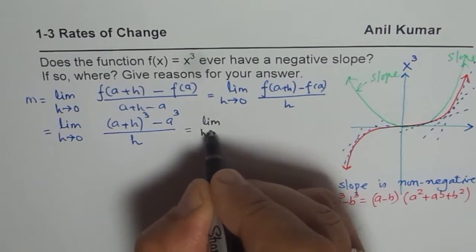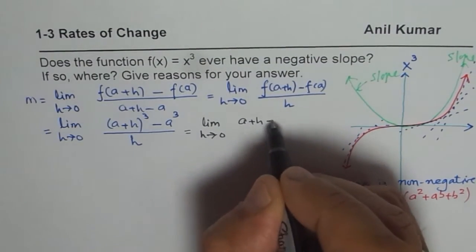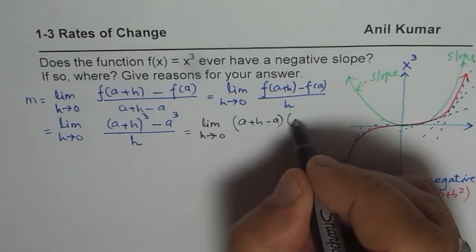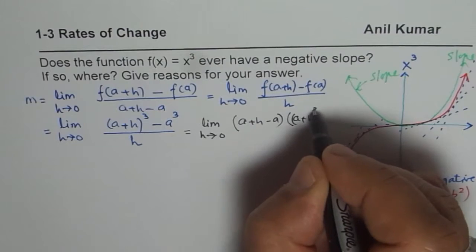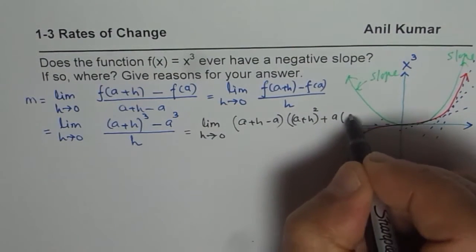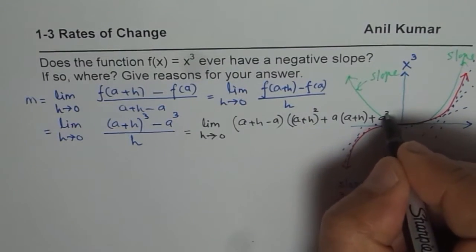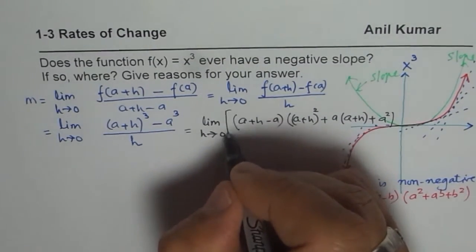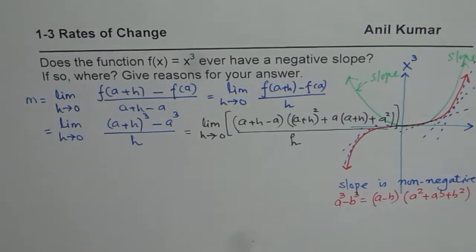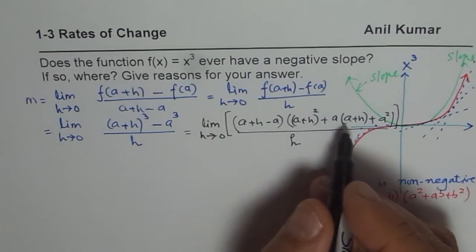Limit h approaches 0. So a minus b means a plus h minus a, times a square, which is a plus h whole square, right? Plus ab means you multiply these two. So plus a times a plus h, plus b square means a square, right? So all this divided by h. So that becomes the kind of expanded form, and we can now simplify this a bit, right?